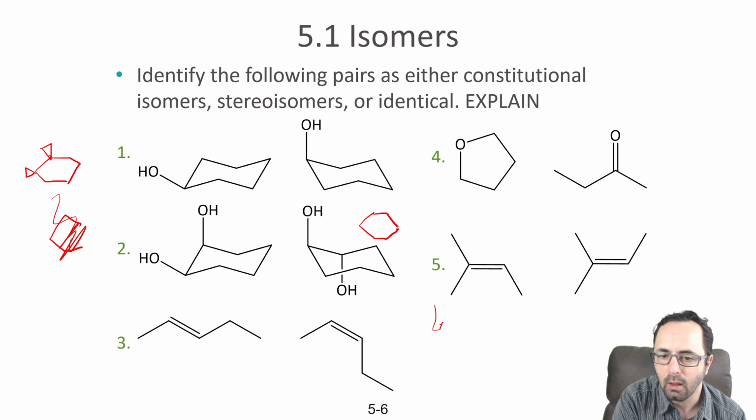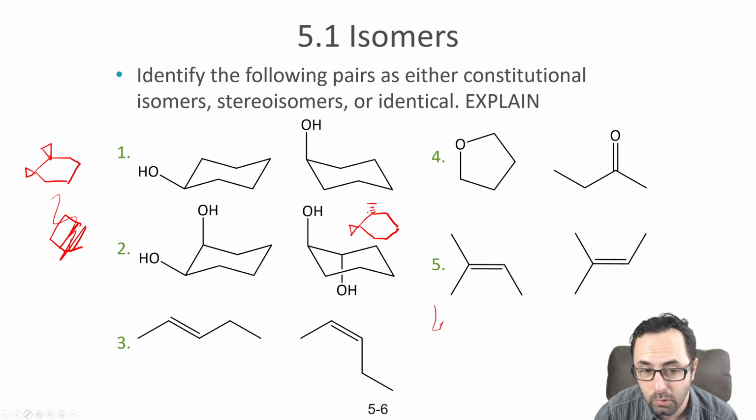And so let's say we drew this one here in the up position with the wedge, and then this next one here would be the dash position down. So these are stereoisomers of one another. They're not the same molecule. They're not constitutional isomers either, because they both have the carbons 1 and 2 here bonding to OH. So they're not constitutional isomers. They are stereoisomers. Their bonding arrangement differs in three-dimensional space.